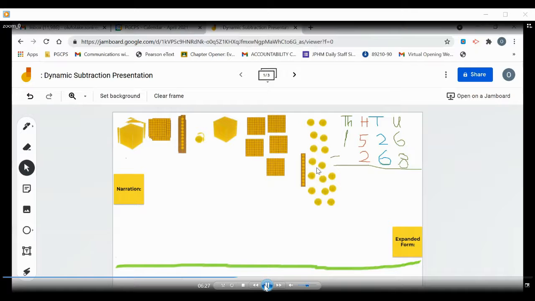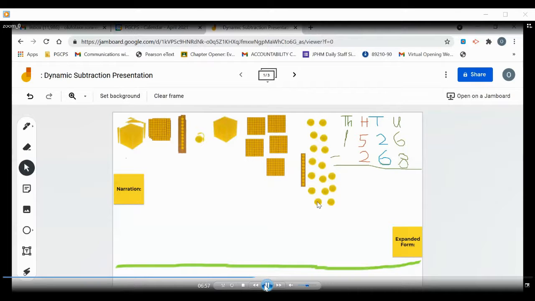Now, looking at the units I have, I know I definitely have enough to take away 8 units. I had to take away 8 units, but I didn't have enough, so I used one of my tens. I took one of my tens from the tens place, took it back to the bank and exchanged it for 10 units. Now I'm able to take away 8 units from all these units that I have.